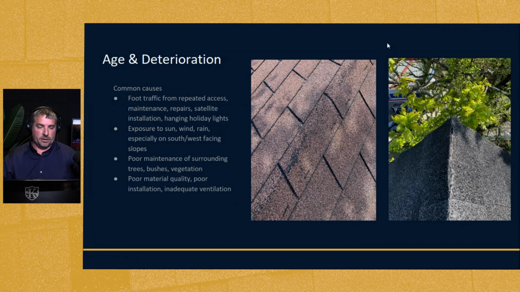Poor maintenance of surrounding trees, bushes, vegetation. We've already covered a little bit of that. Poor material quality, poor installation, inadequate ventilation, right? We've already touched on ventilation a little bit. All of these things play a huge role in the overall age and deterioration of main roofing material.